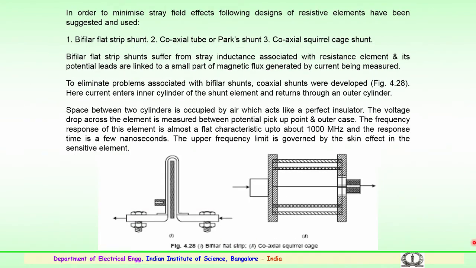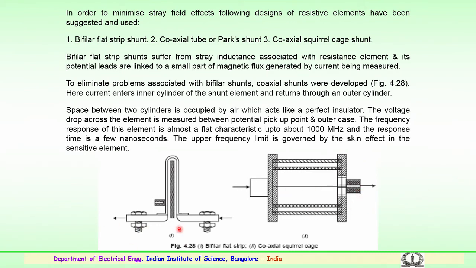So, in order to minimize the stray field effects, some of the designs are shown here: this is the bifilar flat type of strip, and this is the coaxial type of arrangement or a squirrel cage arrangement. The designs are used as resistive elements, that is, current shunts. These are different shunts: a bifilar type strip current shunt, a coaxial tube or Park shunt, or a coaxial squirrel cage shunt.